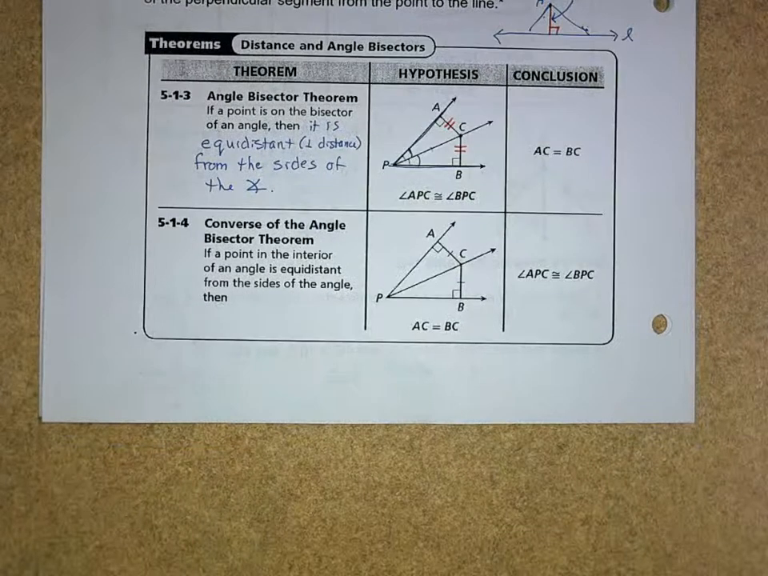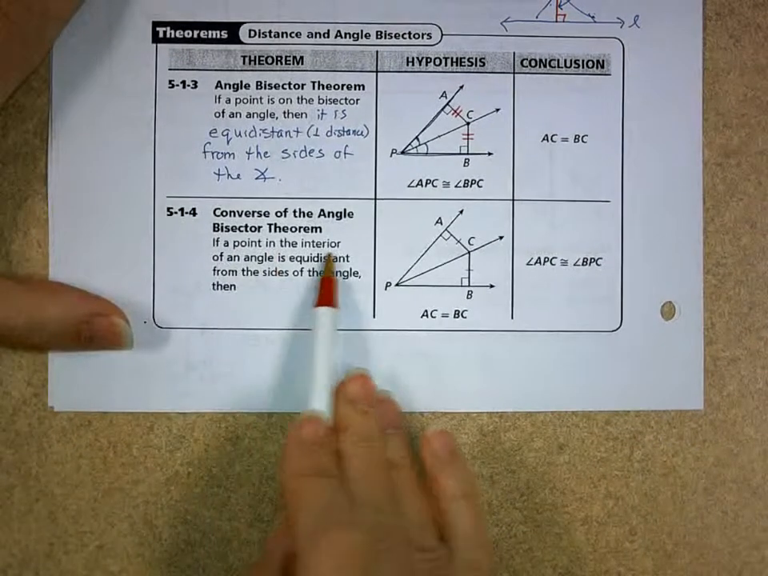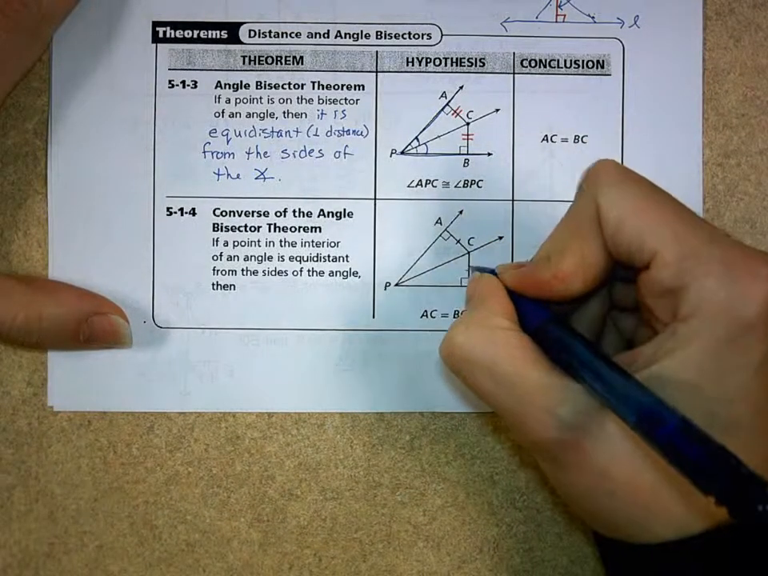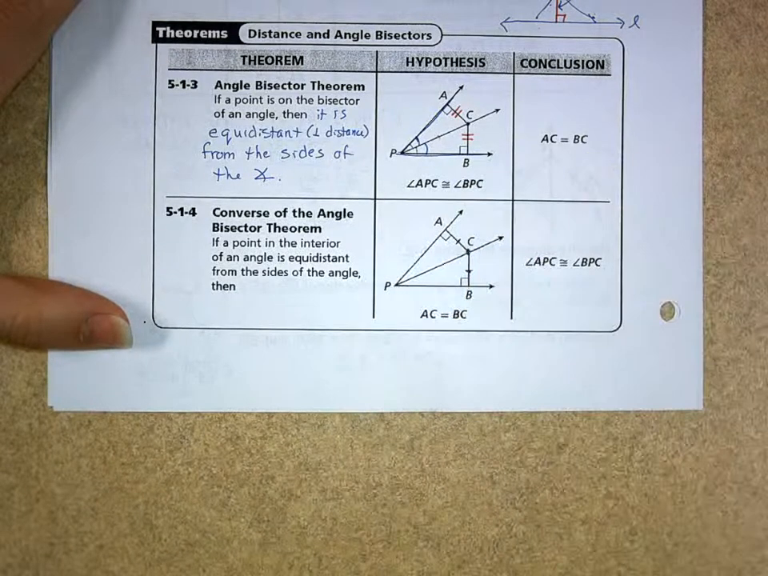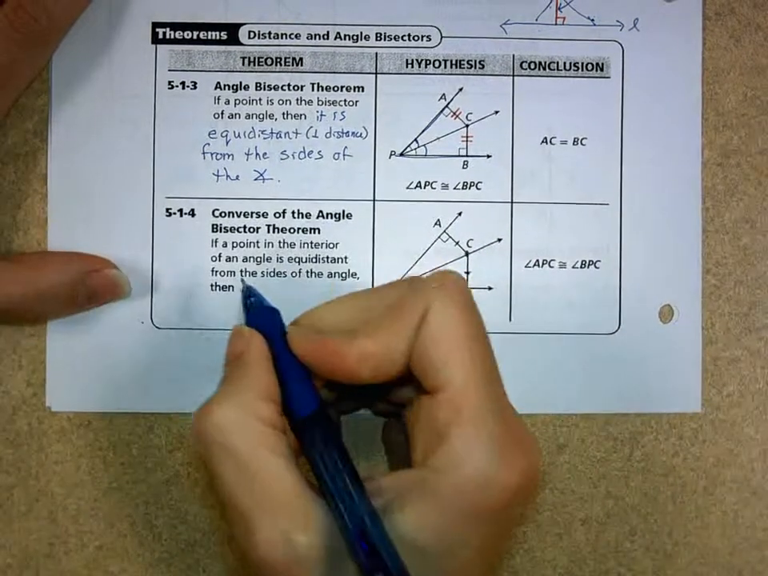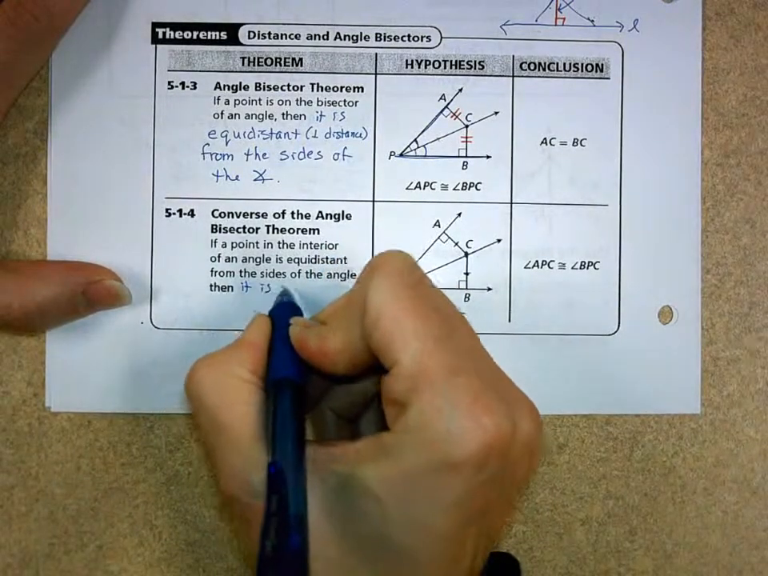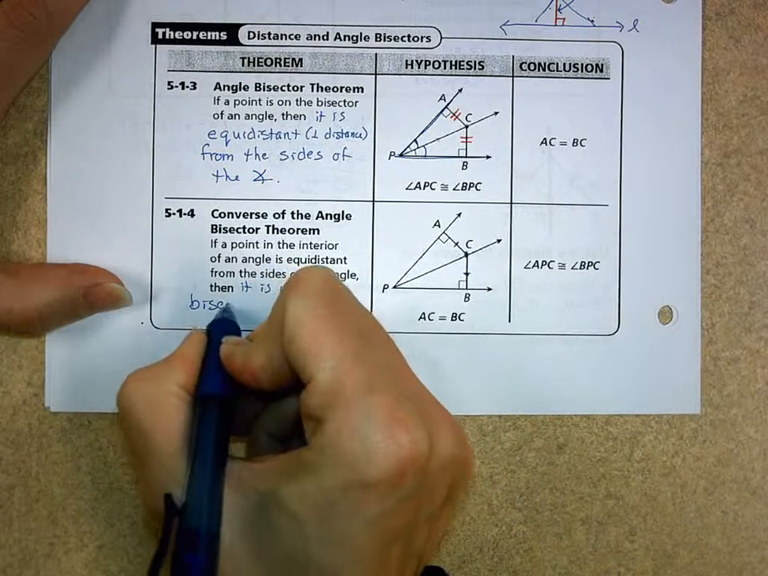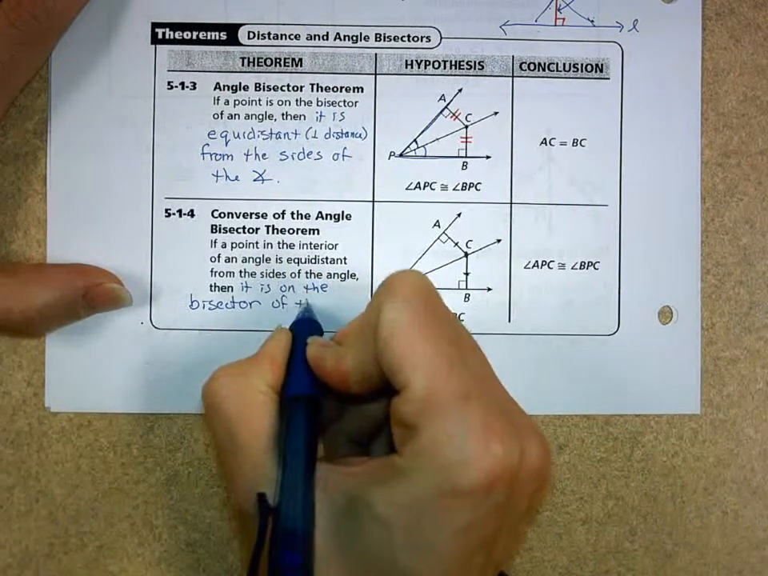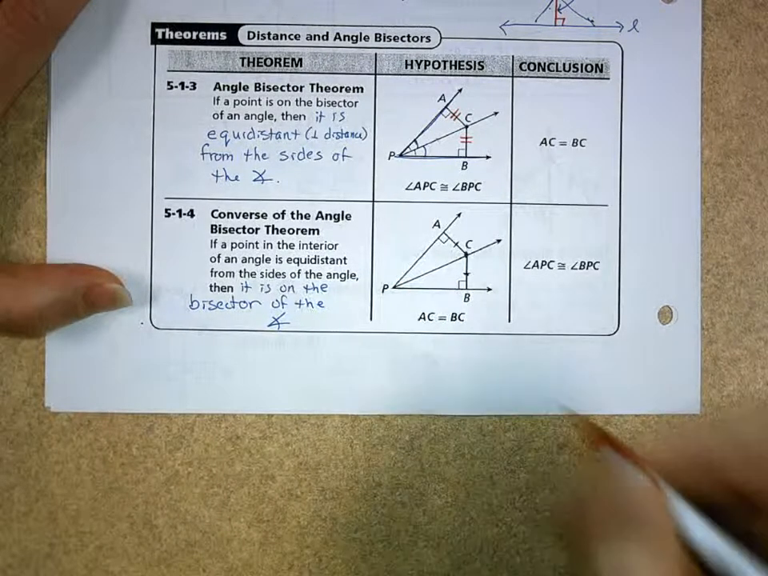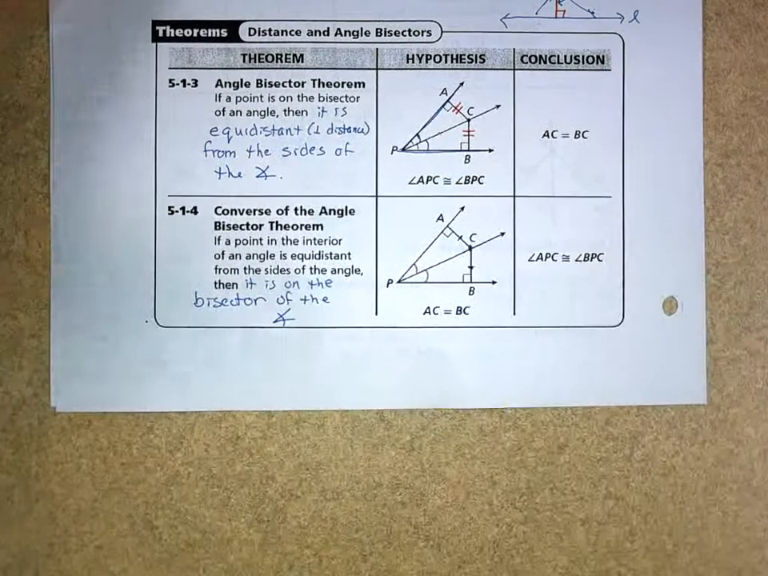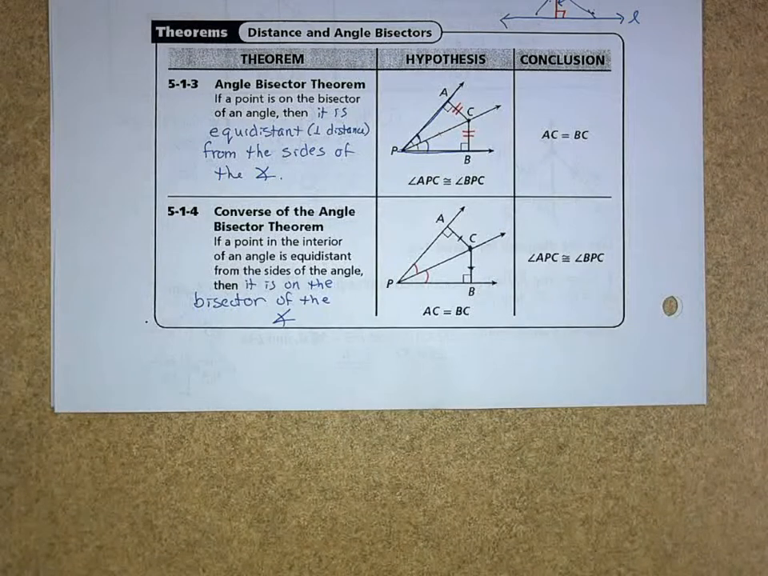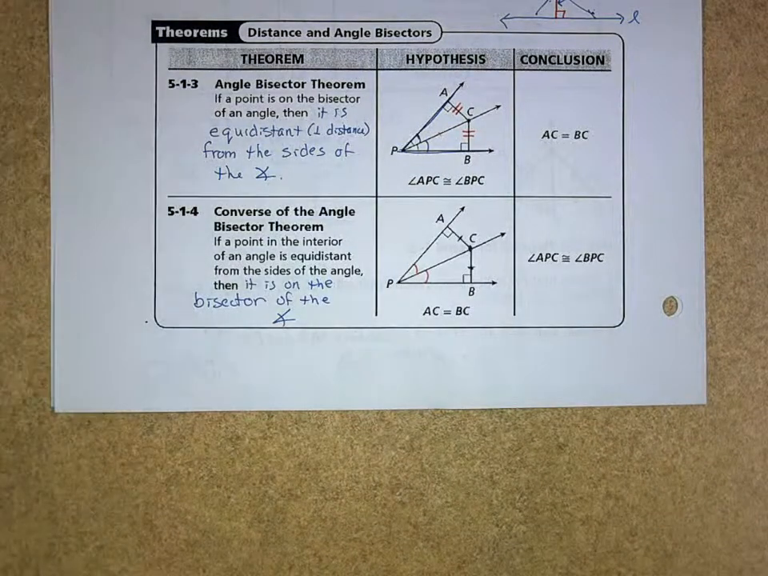Now let's look at the converse, which means I flip-flop it. It says if a point is in the interior of an angle and is equidistant, so I'm saying these two segments, and we get the right angles being formed, and that's point C we're talking about, from the sides of an angle, then it is on the bisector of the angle. Which means I automatically can assume the two angles are congruent. So we now just flip-flop it. So this diagram is going to be the key thing that we work with when it comes to the angle bisectors. All right, we're going to apply these two theorems on the other side.